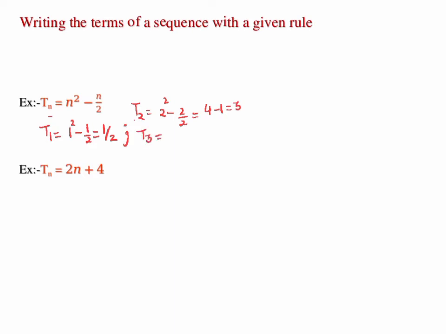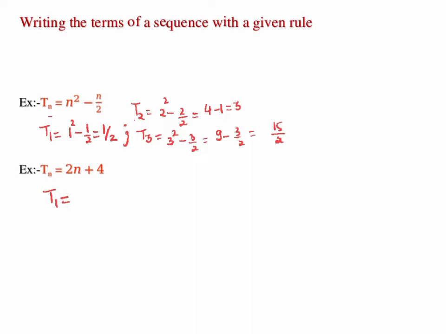T3 equals 3 square minus 3 by 2. You will get how much? 9 minus 3 by 2. That will be 18 minus 3, that is 15 by 2. So we'll get each and every term of the sequence. The reverse will not be that difficult coming in the exam. Generally this kind of difficult reverse will not be coming in the exam. But yeah, you should be knowing it.